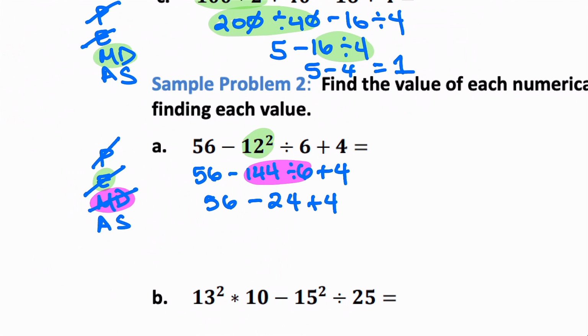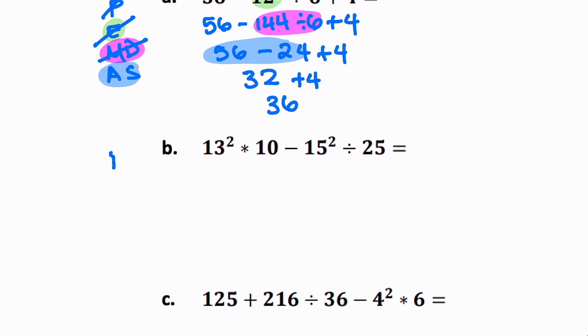Addition and subtraction. So how do I know which one to do next? Well, we're going to go from left to right. I see a subtraction problem first before I see the addition problem. So I'm going to focus on the subtraction problem. 56 minus 24, when I subtract those, what is that? That's 32. And then we're going to add 4, and that gives me a 36.